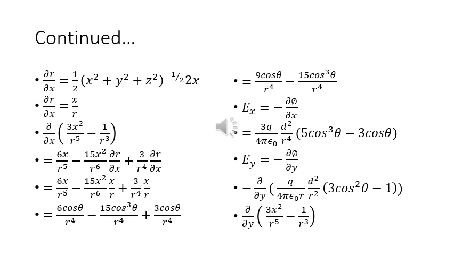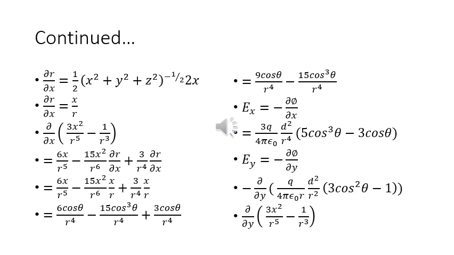cos θ upon r⁴ minus 15 cos³θ upon r⁴ plus 3 cos θ upon r⁴, which yields 9 cos θ upon r⁴ minus 15 cos³θ upon r⁴. Now Ex is equal to minus ∂φ by ∂x, which is equal to 3q upon 4π epsilon naught d² upon r⁴ (5 cos³θ minus 3 cos θ).